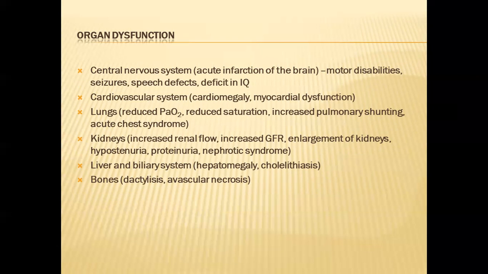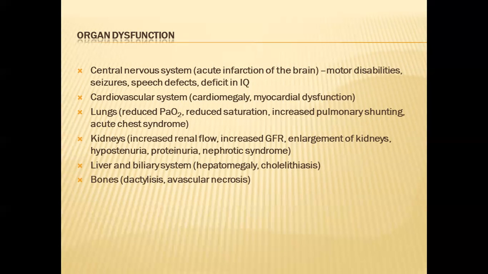You can have central nervous system involvement. Acute infarction of the brain will lead to motor disabilities, seizures, speech defects, and poor IQ. Cardiovascular system will lead to cardiomegaly, myocardial infarction. Again, lungs: if there is a vaso-occlusive process in the lungs, you can have reduced oxygen saturation, increased pulmonary shunting, and acute chest syndrome.